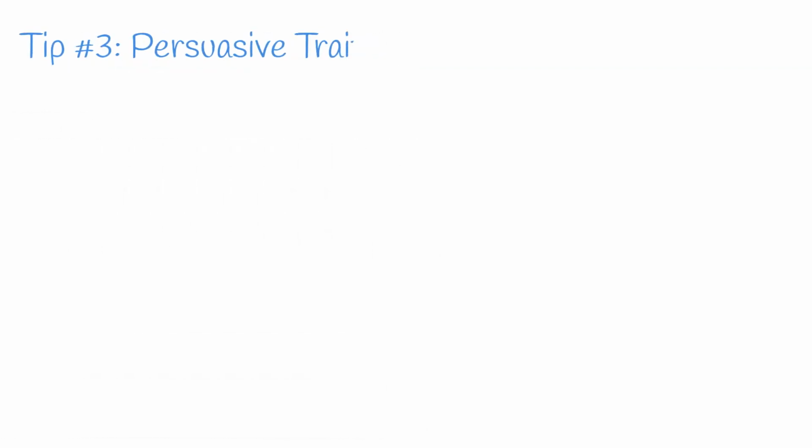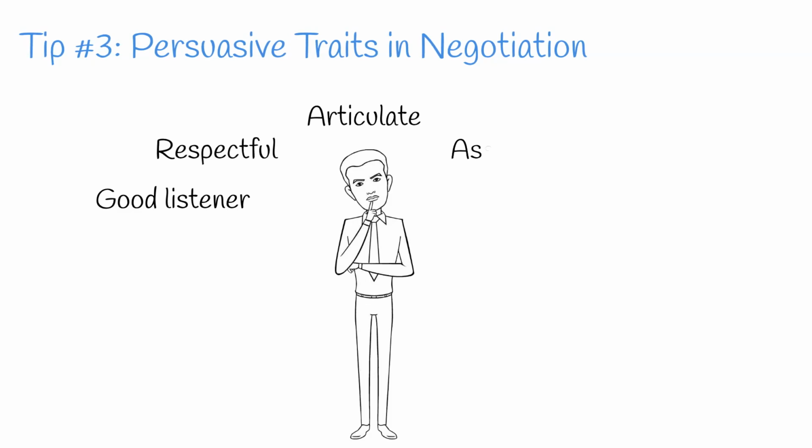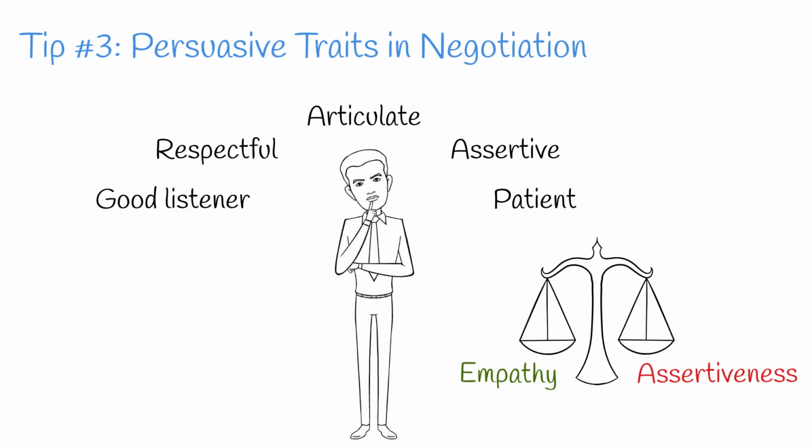Tip 3. Persuasive traits in negotiation. Negotiation requires a combination of skills, including being a good listener, being respectful, articulate, assertive, and patient. These traits can help you build rapport and trust with the other party, understanding their needs and objectives, and articulate your own position effectively. Being persuasive in negotiation requires a combination of empathy and assertiveness, and the ability to communicate your position clearly and confidently.